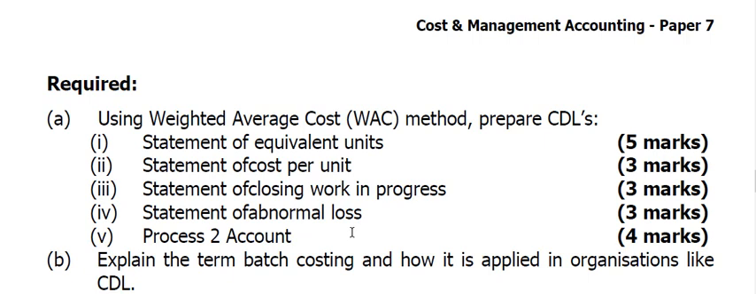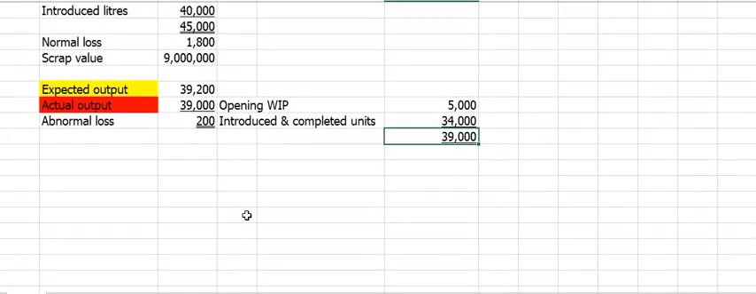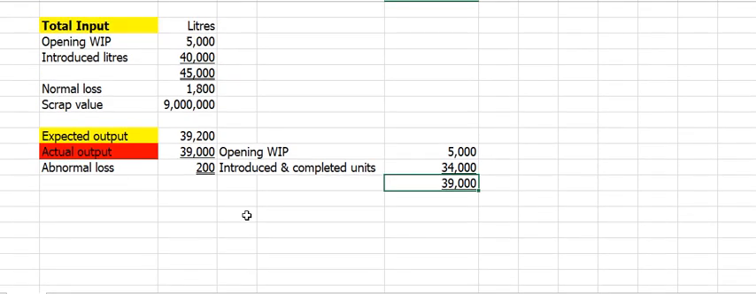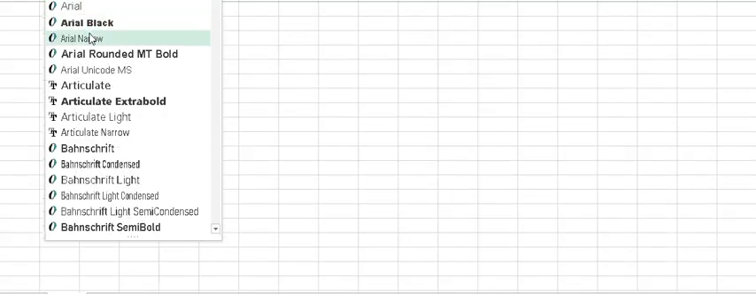So using the weighted average cost method, prepare the statement of equivalent units. Okay, let us prepare this. Statement of equivalent units.